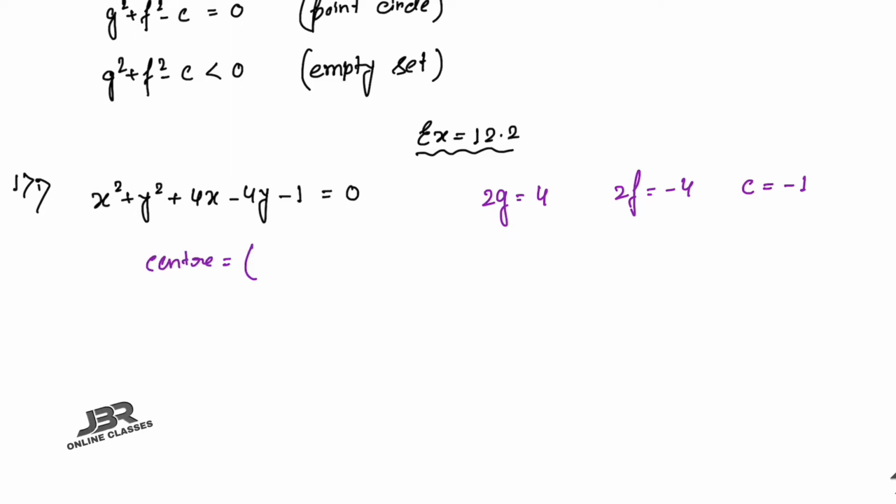Here the center is minus g, so g equal to 2, so minus g means minus 2, and f equal to minus 2, so minus minus becomes plus, so the center is (minus 2, 2). And the radius equals root over g square, which is 2 square, so 4, then f square means 4, and then here c, so it's minus c. Minus minus becomes plus, so that means root over 9, so 9 means 3 units.